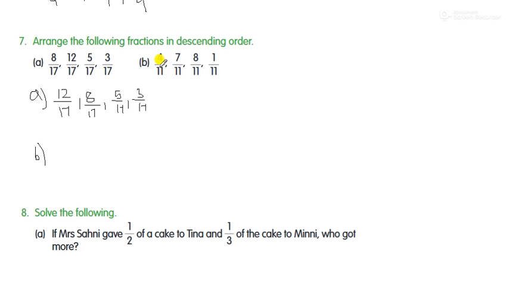The B bit is 4 by 11, 7 by 11, 8 by 11, 1 by 11. So here 8 by 11 is greater. Next 7 by 11. Next 4 by 11, next 1 by 11.